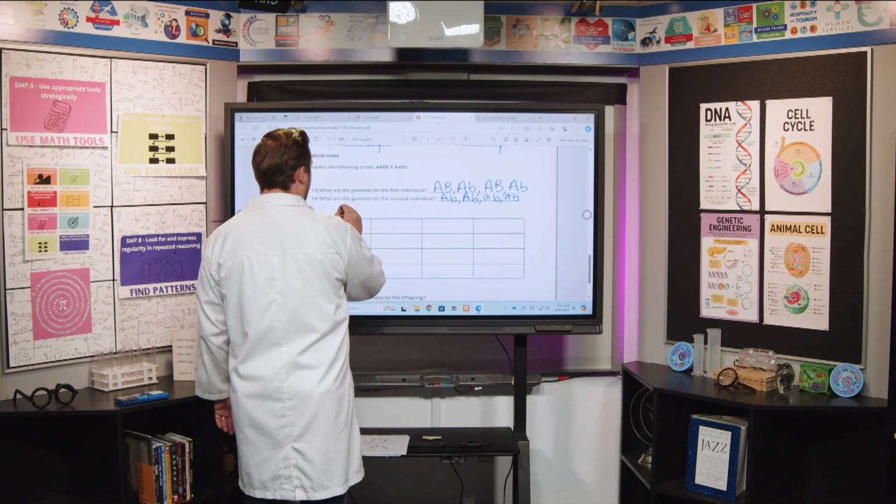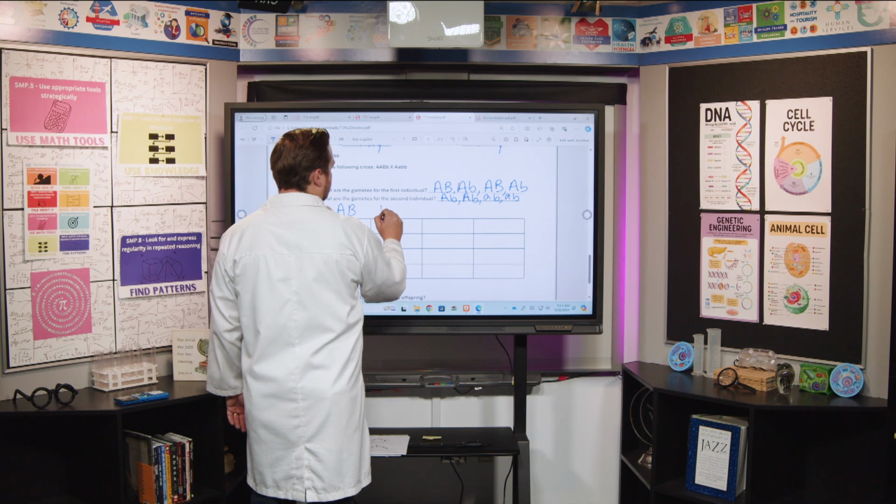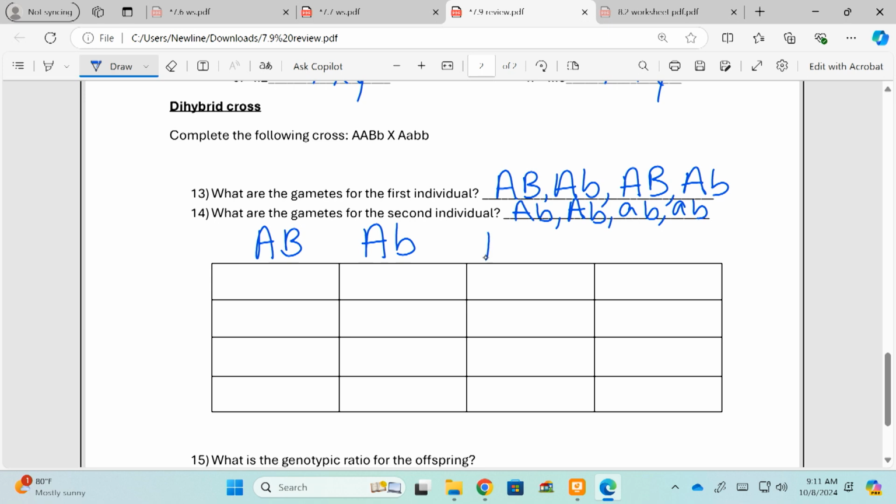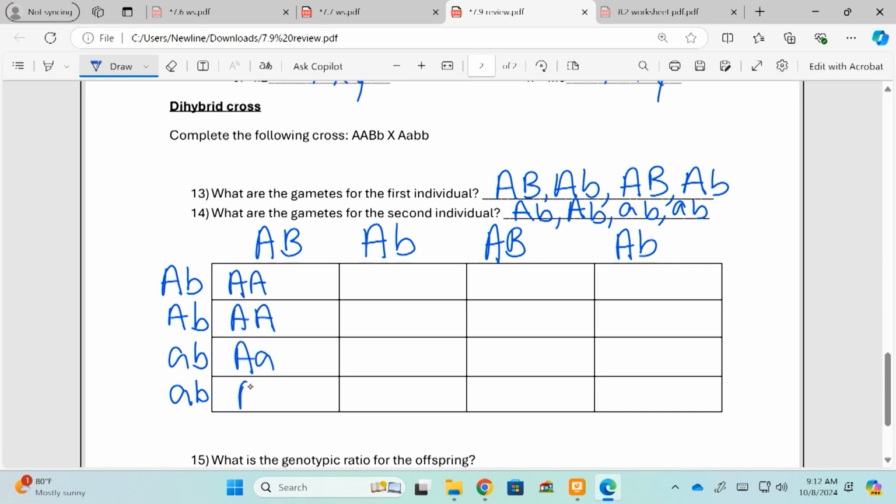So here's the gametes for one parent. Okay, here's the gametes for the other parent. Okay, when I'm doing these, I like to just focus on one letter at a time. It makes it easier for me to see what's going on. So I'm going to go through and fill in all the boxes with the A's, and then I'll come back and fill in all the boxes with the B's. Okay, that just makes it easier on me, but you do whatever you think is the best way to get this done.